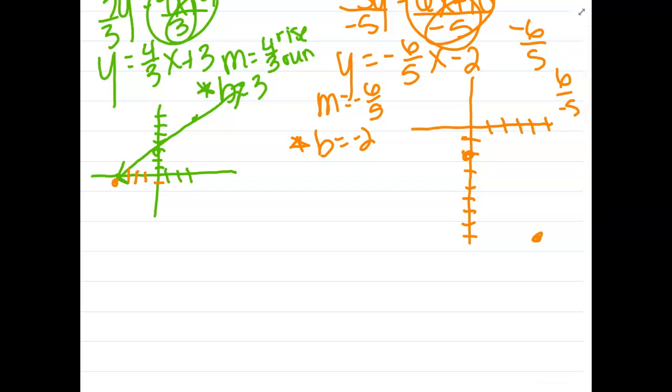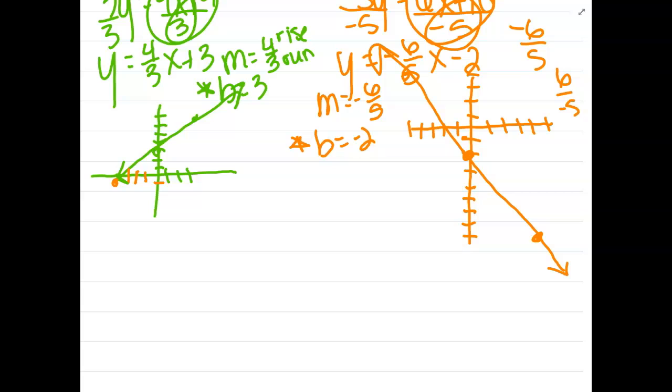But I want to show you guys, if instead you rise positive 6, and run negative 5 by going to the left, look, guys, even on my kind of sketchy little graph here, they're on the same line. It doesn't matter. The negative can go with the numerator or the denominator.